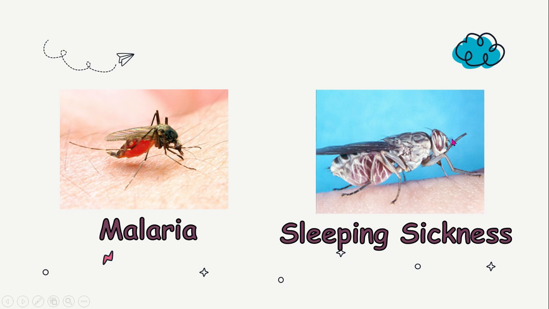The next one is sleeping sickness. This bug can be found in Africa. The sleeping sickness comes from the African trypanosome, or simply sleeping sickness. If this bug bites you, then you will suffer sleeping sickness. Both of these two bugs live in water. And not only humans, but they also bite other animals.